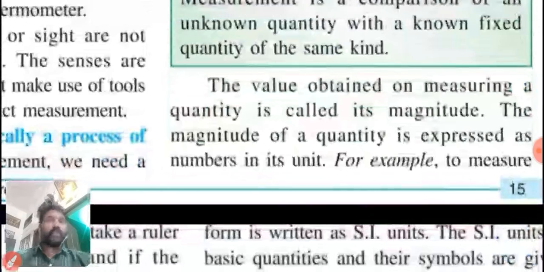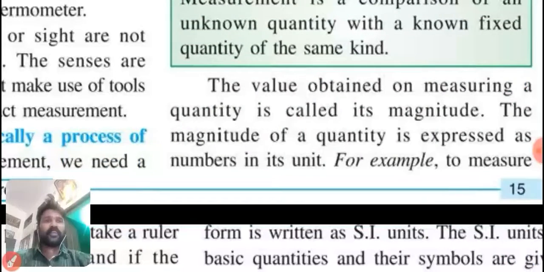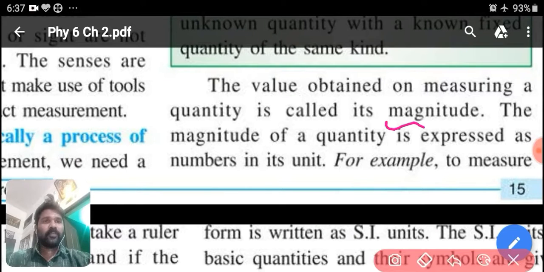The value obtained on measuring a quantity is called its magnitude. What is its magnitude? The value obtained on measuring a quantity, that is called its magnitude. The magnitude of a quantity is expressed as a number in its unit.